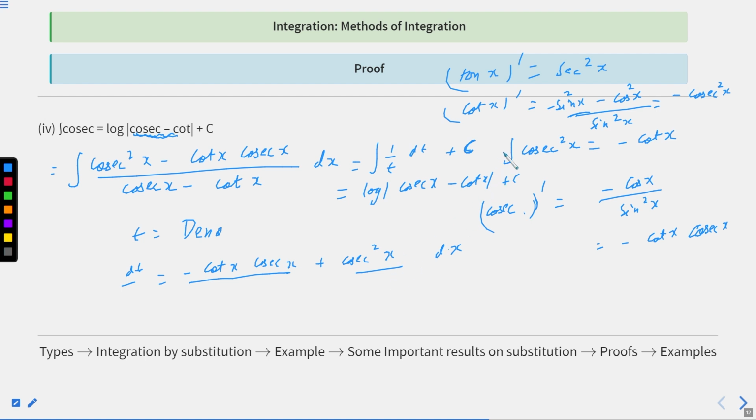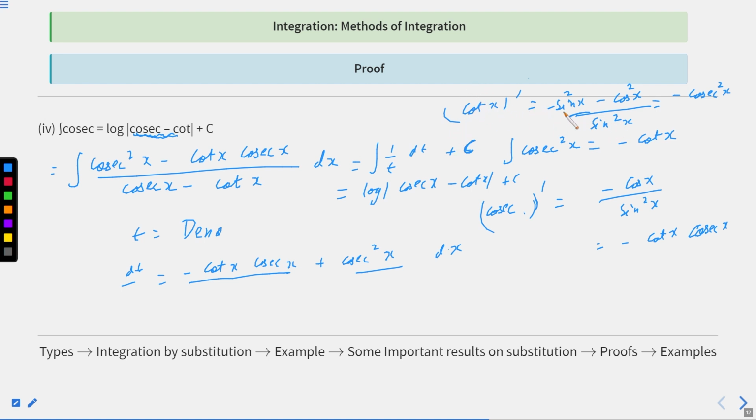Clear? I hope that it is clear to you now. Simple thing we are doing. Let me just once again give it to you. First of all, we must know the derivative for cot. As you know, cot can be written as cos by sine.